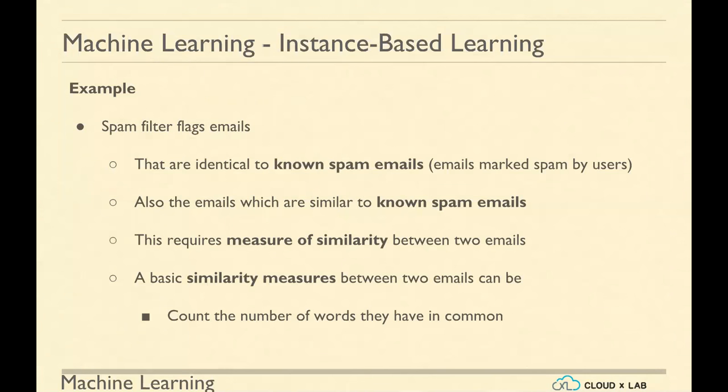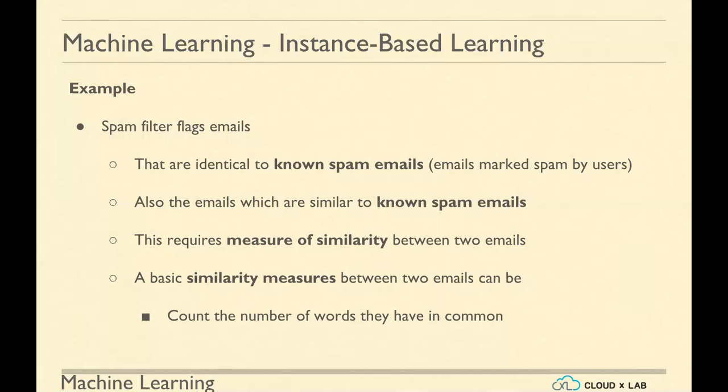So let's take a case of a spam filter. Let's take an example of a spam filter that flags emails identical to known spam emails. At the end of the model, what we've done is we've created a huge list of emails which are known as spam emails. So we have this huge list of spam emails. Now, as soon as a new mail comes, and also we have another list called unknown as well as known spam.